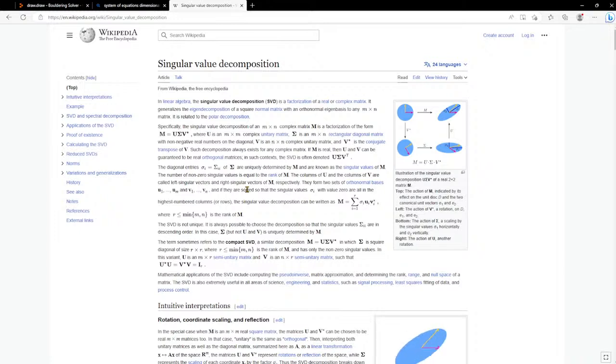That's interesting to me. I believe the rank is however many degrees of freedom you need to solve the equation. Or maybe, I can't remember. The columns of U and the columns of V are called left singular vectors and right singular vectors of M respectively. They form two sets of orthonormal bases, U and V, and if they are sorted so that the singular values with value 0 are all in the highest numbered columns or rows, the singular value decomposition can be written as a bunch of dot products. No, a bunch of outer products.